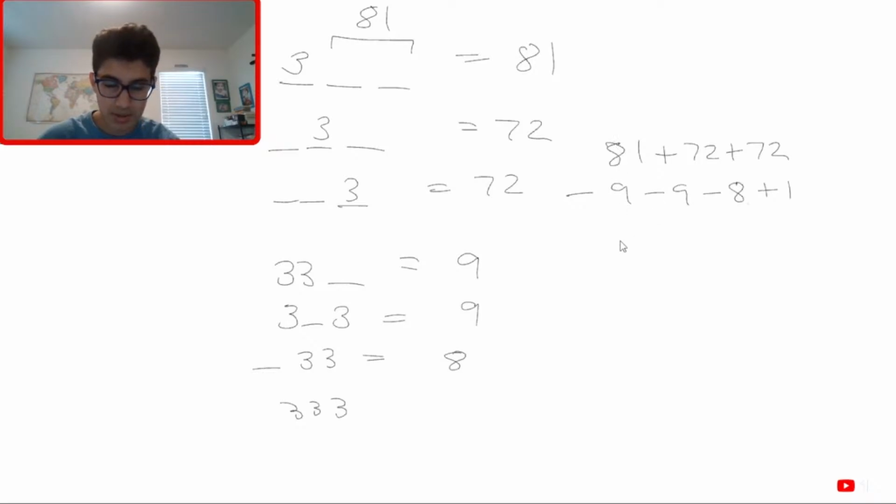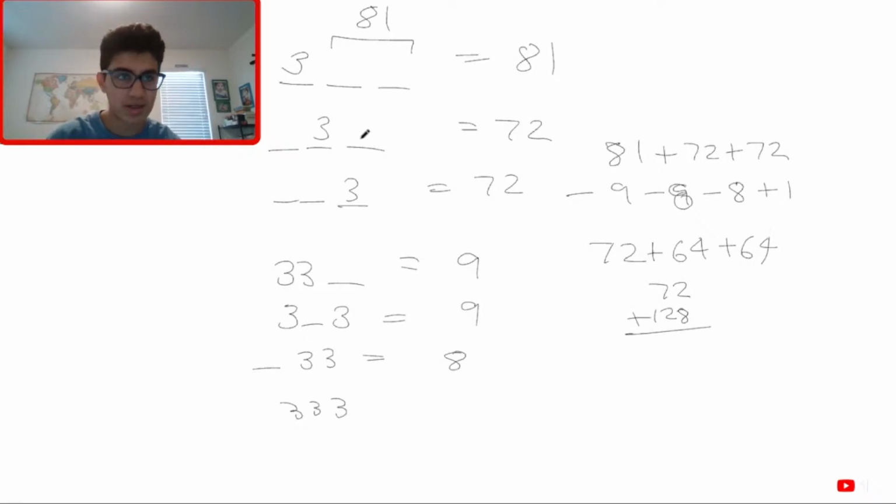So in other words, this becomes 72. The plus 1, we'll move that here to make it minus 8. Right? So now it's plus 64 plus 64. So 72 plus 128, which is just a nice even 200.